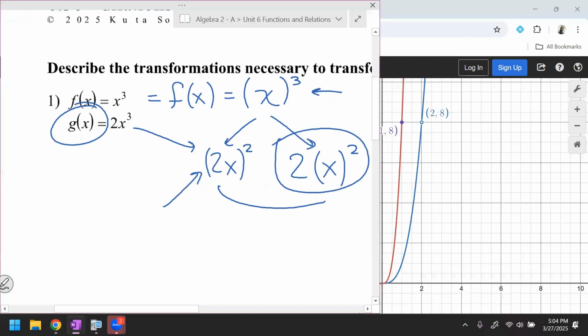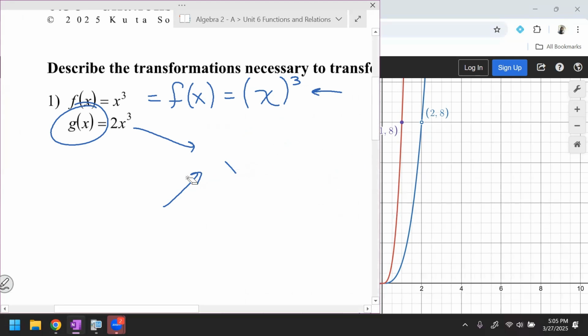But in our original question, there are no parentheses. And so when we have to add them in to figure out which one we're dealing with, we need to put the parentheses around only the x. Only the x, and then the 2 applies. Okay? So g of x is just 2 times x cubed.